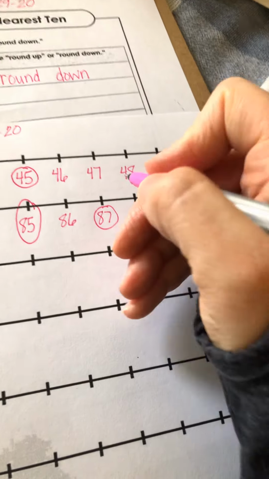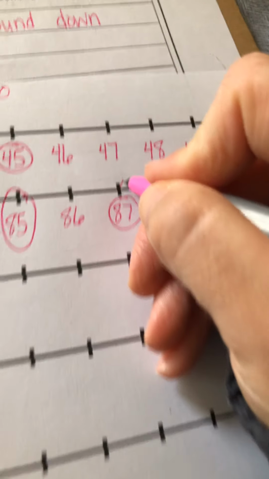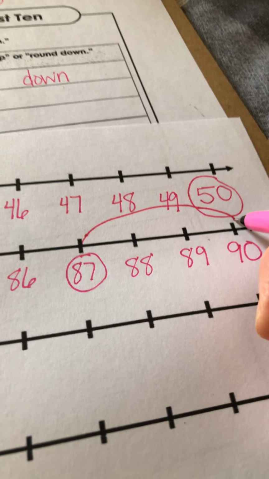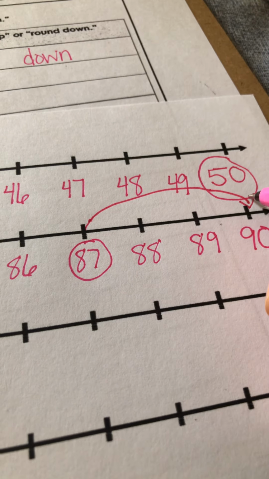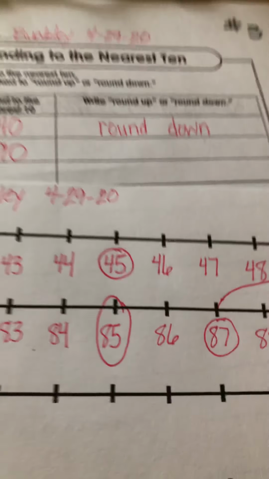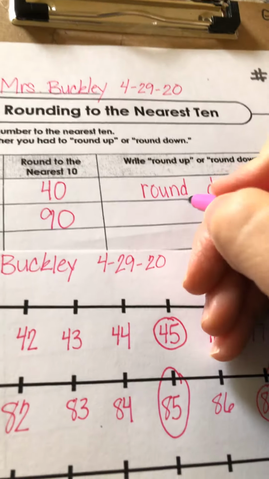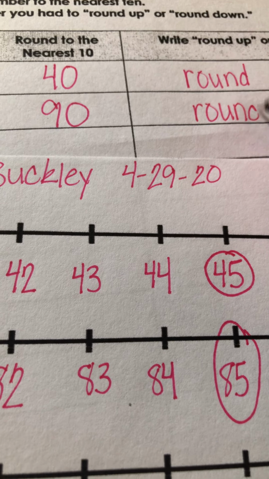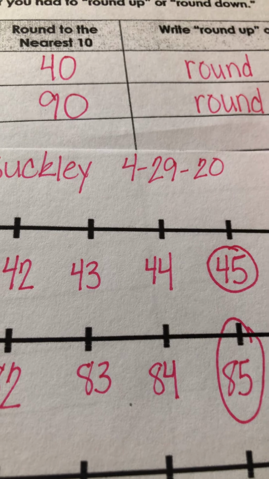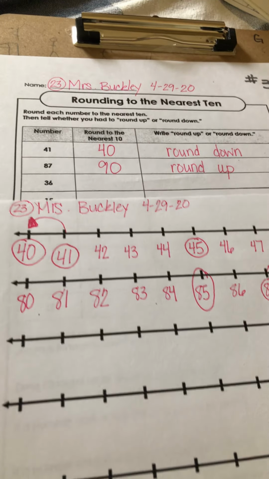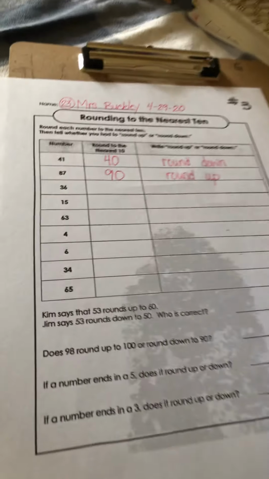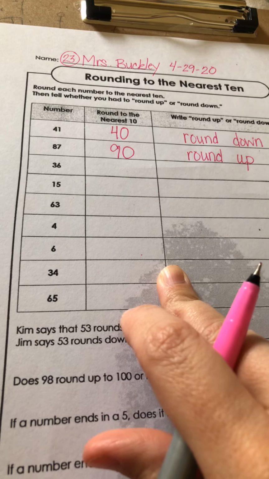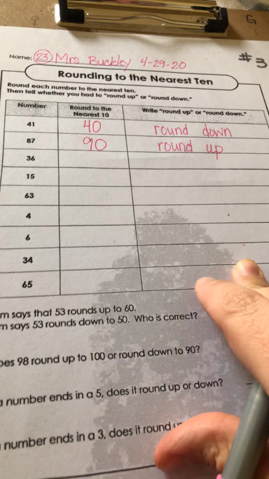So you can draw your arrow going from 87, sorry guys, I gotta use my other hand, all the way to 90, okay? So you're going to write on the number 3 worksheet that you rounded up. You'll write round up, okay? So now the rest of the worksheet you're going to do on your own, okay? You're going to take the last 7 and you're going to write the number that you round to the nearest 10 and you'll write round up or round down.